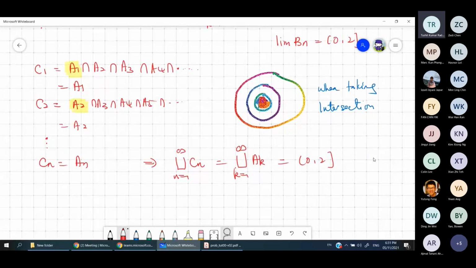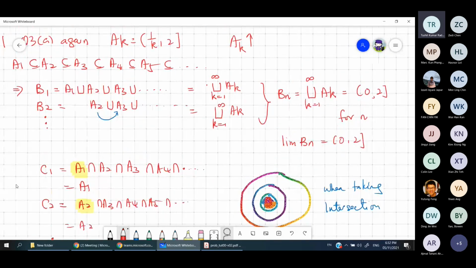At least to me, all this should be okay. So what you need to do is just write down explicitly the first few terms, and you calculate it. That's the way. Then you can see the pattern.